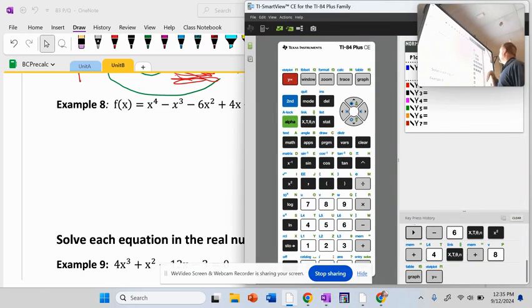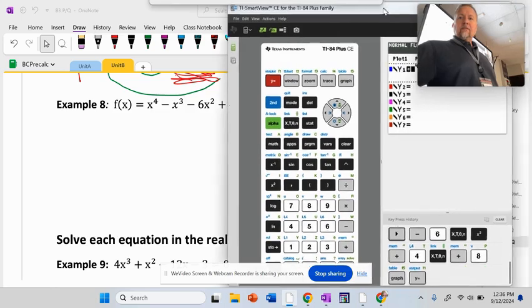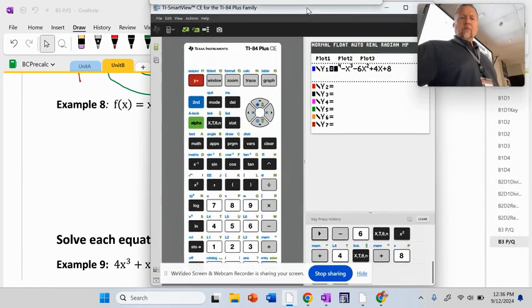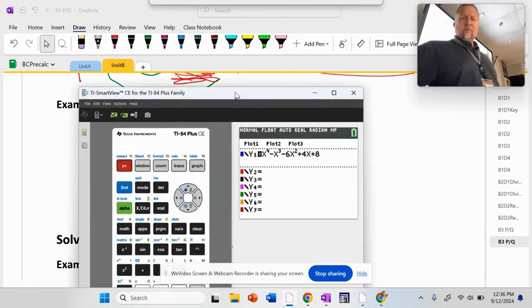Boink, boink. Y equals. My fat head's in the way. I guess I can't move that from here. Okay, so I went Y equals. Where's this thing? Giving them time to do this anyway. And then I went ahead and typed it: x to the 4th minus x cubed minus 6x squared plus 4x.